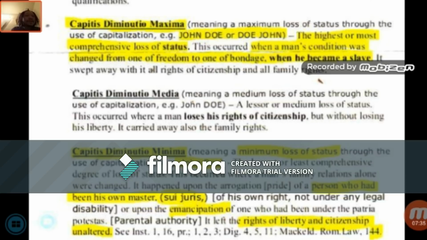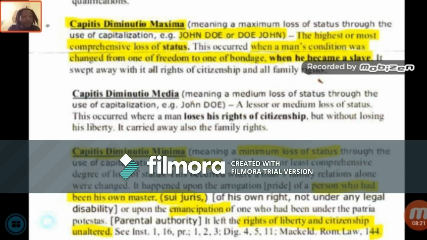So it's the highest or most comprehensive loss of status, just by capitalizing your name, all capital letters. This occurred when a man's condition was changed from one of freedom to one of bondage, when he became a slave. So, in all caps, name is the status of a slave. It's swept away with all rights of citizenship and family rights. That sounds like you're in jail in a modern term sense.